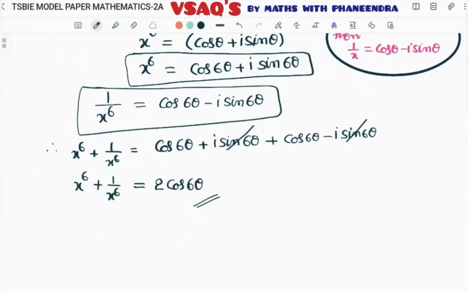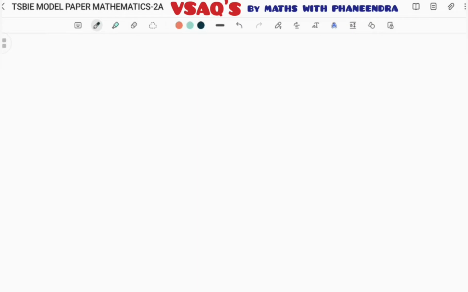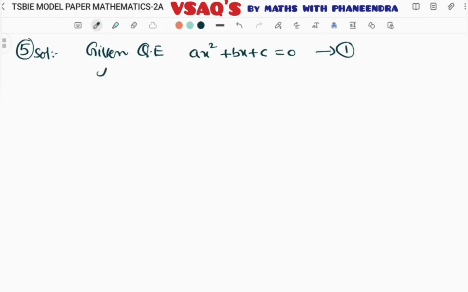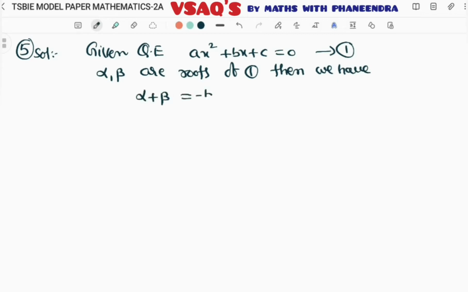So first, in question number 5, given quadratic equation ax square plus bx plus c equal to 0, alpha comma beta are roots of equation 1. Then we have the sum of the roots alpha plus beta is equal to minus b by a, and the product of the roots alpha beta is equal to c by a.